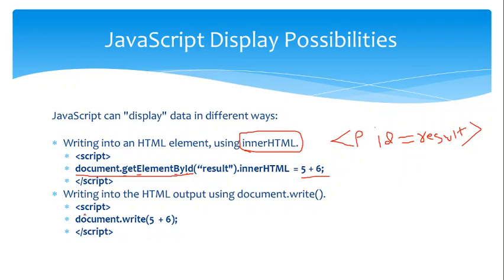This is one way. Another is writing into the HTML output using document.write. This is another way to display the result on the screen. We already did this simple example in the third video as well as in the second video, so you can go and see some of the examples. Here document.write is 5 plus 6, and the result 11 will be displayed on the screen. So this is another way.